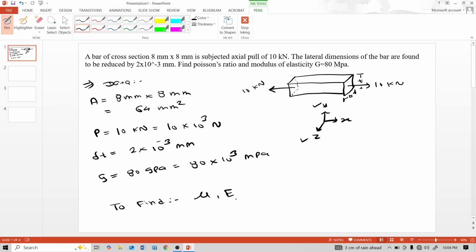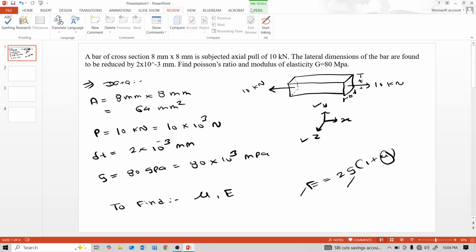And we have a formula for the relationship between mu, E and G, but only one term is not enough for finding this modulus of elasticity. See this formula, E is equal to 2G into bracket 1 plus mu. We have G, but we don't have mu. So first find Poisson's ratio, and after finding Poisson's ratio, we find E. Okay, we will see it step by step.